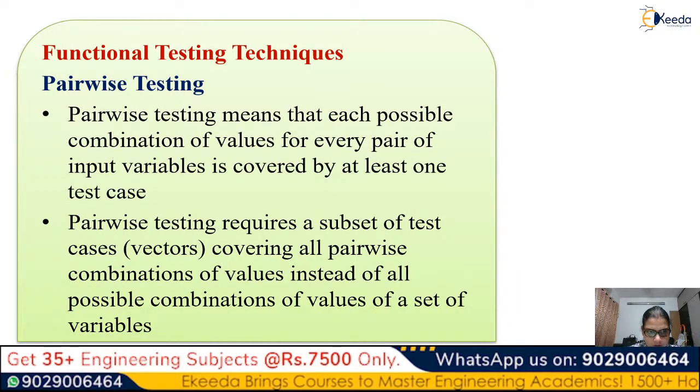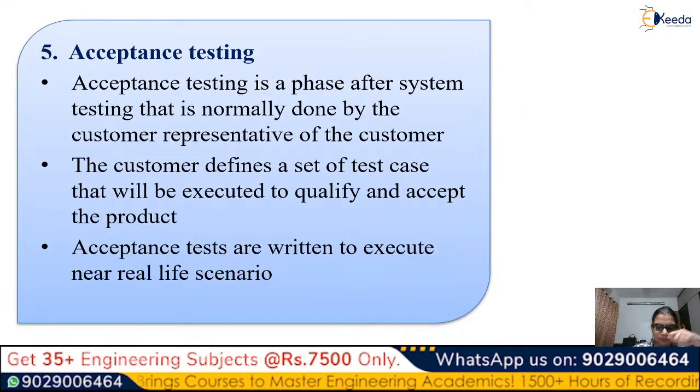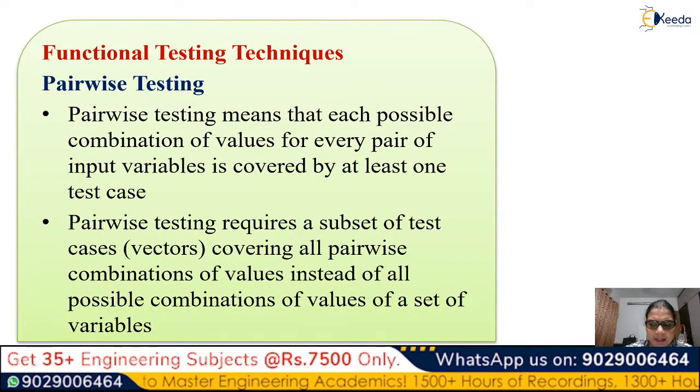These are pairwise testing. Let me explain pairwise testing. Pairwise testing means each possible combination of values. Suppose the inputs are A and B. Every pair of input values is covered by at least one of the test cases. That means you have to create your test cases first. When you create your test cases, you need to identify what your input variables are for those test cases. So that means they should be paired, like 2 or 3 values.